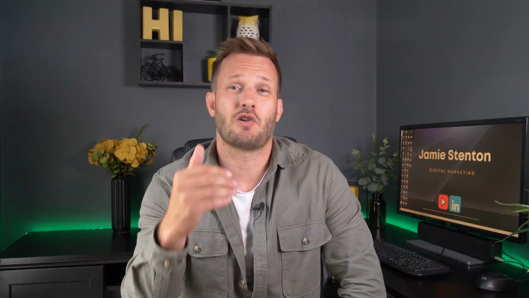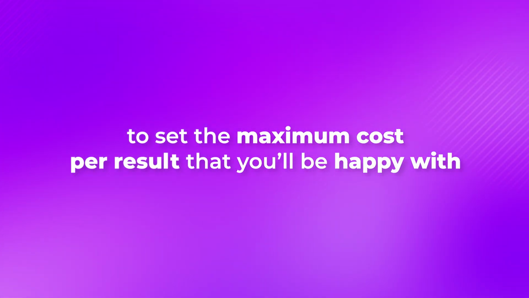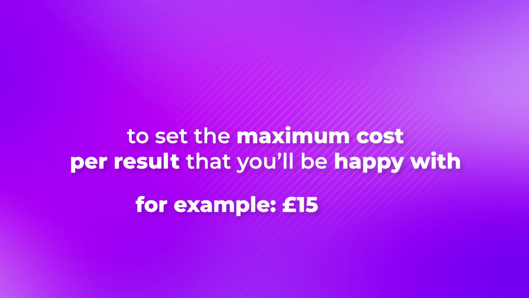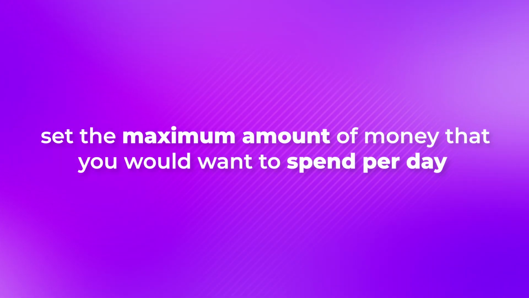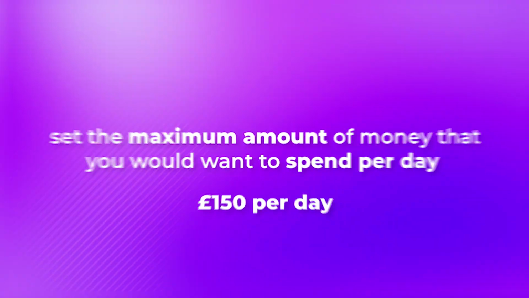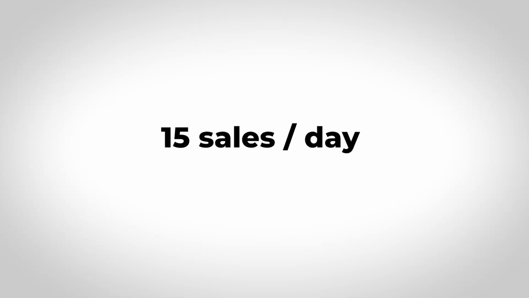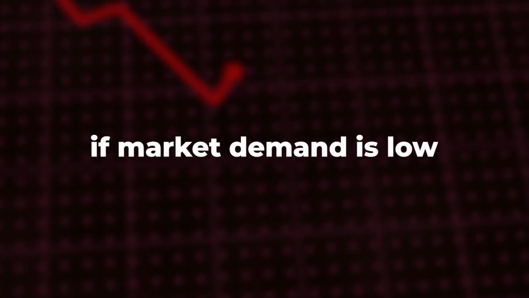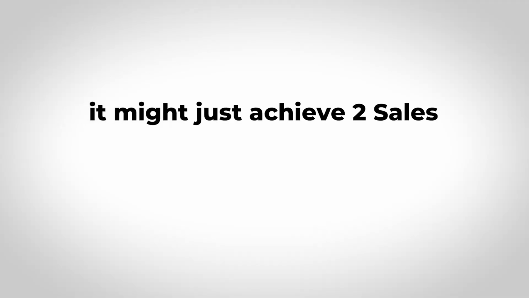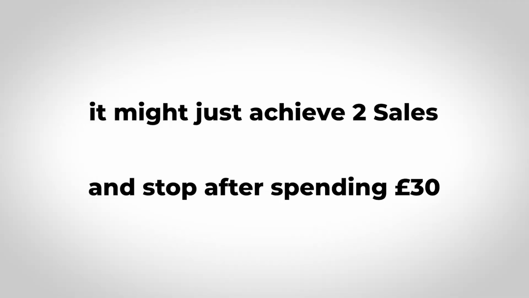Now, the best way to use the cost per result goal is to set the maximum cost per result that you would be happy with, for example, £15. Then set the maximum amount of money that you would want to spend per day. Let's say that's £150 per day. This way, if Meta ads can make you 15 sales a day with a maximum £150, then it will, and it will spend all of your budget. However, if market demand is low for whatever reason, and it's having to work really hard to find any sales at all, it's not just going to blow all of your daily budget. It might just achieve 2 sales, and it might stop after spending around £30. It's not always that precise, but that's the gist of it.